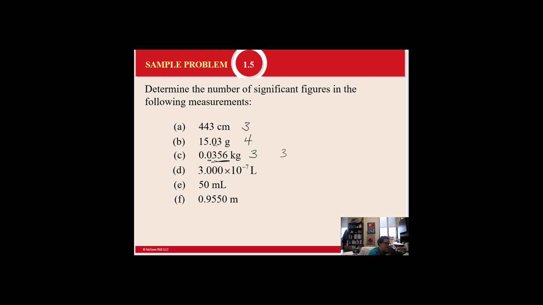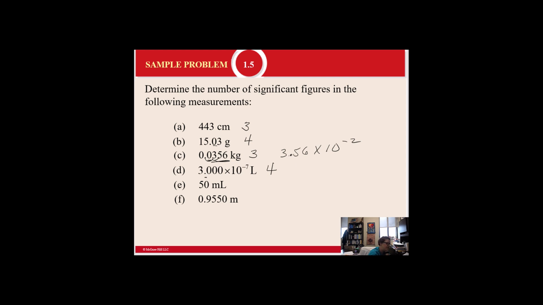Because if I did that in scientific notation, that would be 3.56 times 10 to the minus 2, not 0.356. All right, 3.000 times 10 to the minus 7, since that has a decimal before those zeros, that is going to be significant. So you have 4 significant figures in that one.